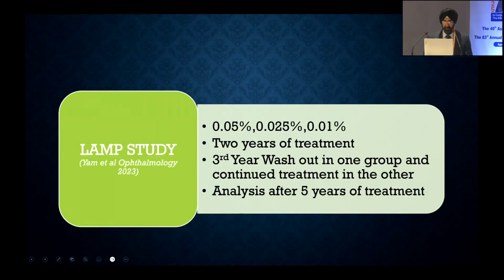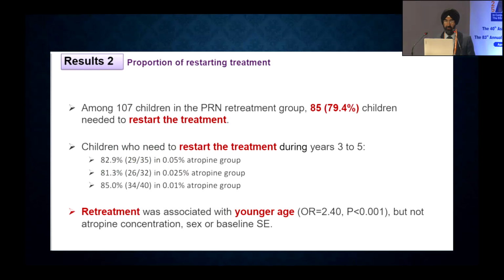And so we have the LAMP study here, which is a wonderful study, and obviously probably one of the longest studies, for 5 years, using 3 concentrations, 0.05, 0.025 and 0.01. Initially the methodology was 2 years of treatment followed by a 3rd year washout in one group and continued treatment in the other, and analysis after 5 years of treatment.